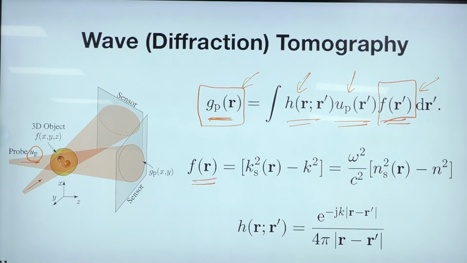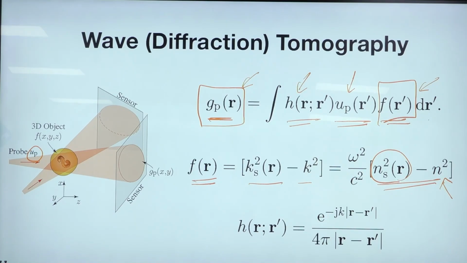Now a useful model in optics for the object is if there are subtle changes in the refractive index inside the object, that may be what you are measuring. So this is k squared minus k squared, which is equivalent to n_s squared minus n squared. Here n is the refractive index of the background, and say there is a scatterer inside the object which has a higher refractive index, n_s. So n_s squared minus n squared is called the scattering potential.